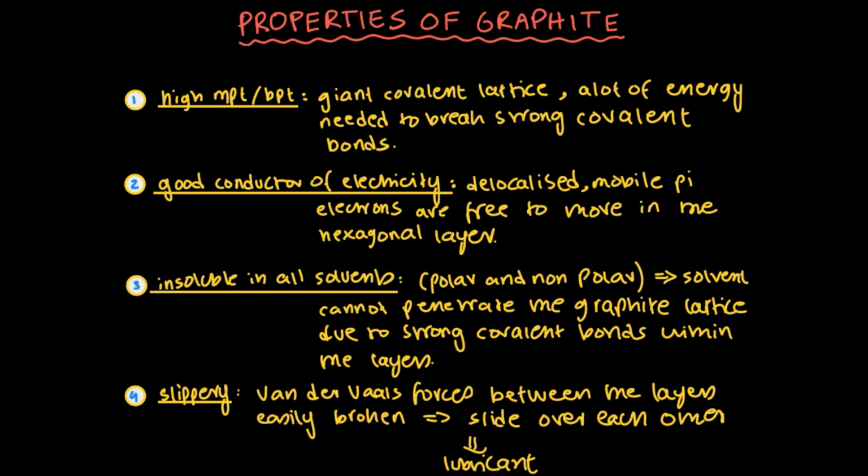Now we're going to be discussing the properties of graphite. The first one is that it has a high melting point and boiling point. This is because it has a giant covalent lattice, so a lot of energy is needed to break the strong covalent bonds that I talked about before. Between the carbon atoms there are strong covalent bonds, and for you to melt or boil graphite, you need to break those bonds. And for that, you need a lot of energy.